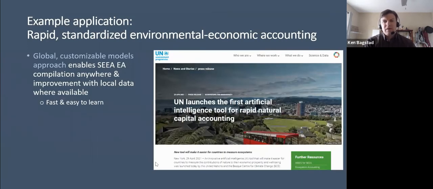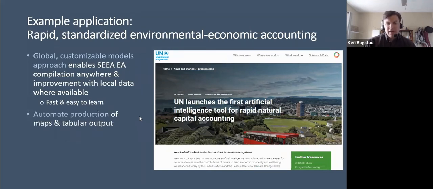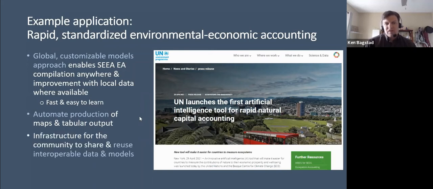As an example of this, we have just last month released an application for rapid and standardized environmental economic accounting, and this was a partnership with the UN Statistics Division and UN Environmental Program. Press releases over here, but essentially what we provide is models that will run anywhere on Earth using global data and sort of the lowest common denominator of models for a particular phenomenon. And at the same time, we provide the very easy opportunity to customize those with local data. The system's fast and easy to learn. It automates the production of maps and tables, which I'll show in a moment. And we provide the infrastructure for the community to share and reuse interoperable data and models.